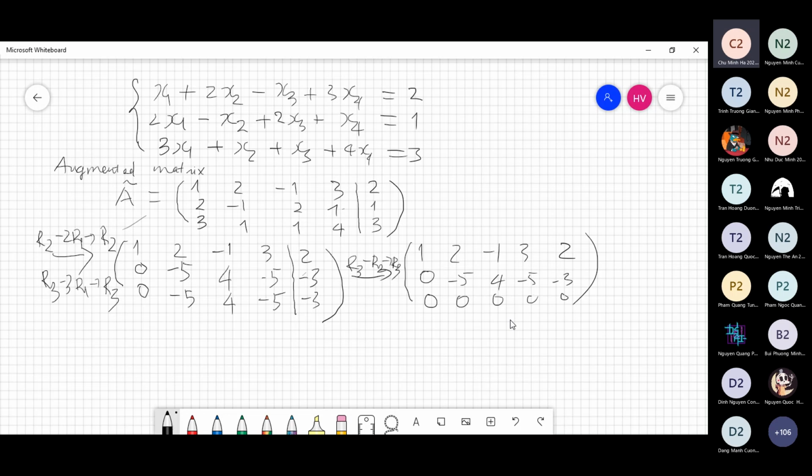And this is echelon form already. So zero rows are at the bottom, and in each non-zero row, the leading non-zero entry is to the right of the leading non-zero entry of the preceding row. So now you can show the system. This is x1 plus 2x2 minus x3 plus 3x4 equal 2, and minus 5x2 plus 4x3 minus 5x4 equal minus 3. So we choose x3 and x4, which are not leading any equation, as the free variables.